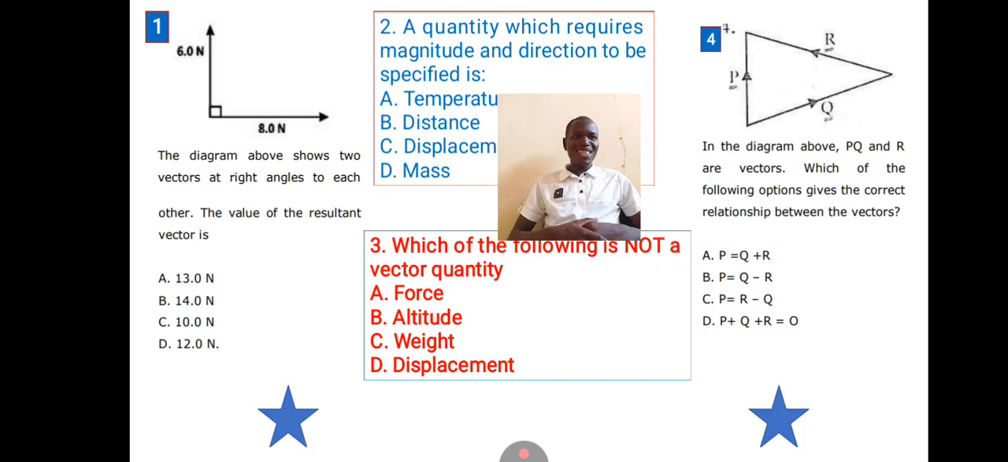So question 4 says, look at the diagram. This is just a rule. Do you see, in 3-4 seconds, you answer this question. They say in the diagram above, P, Q, and R are vectors. Which of the following options gives the correct relationship between the vectors.